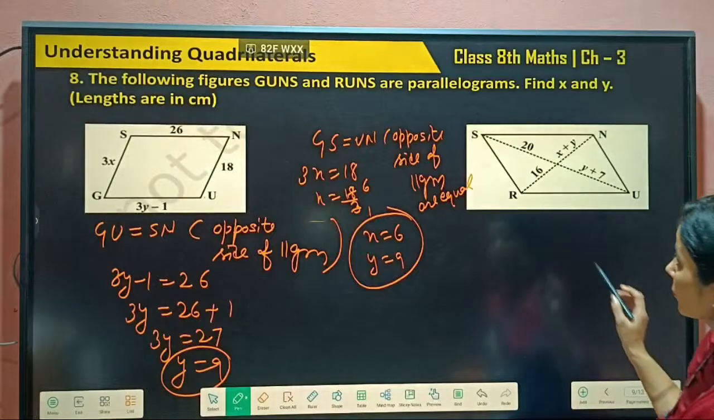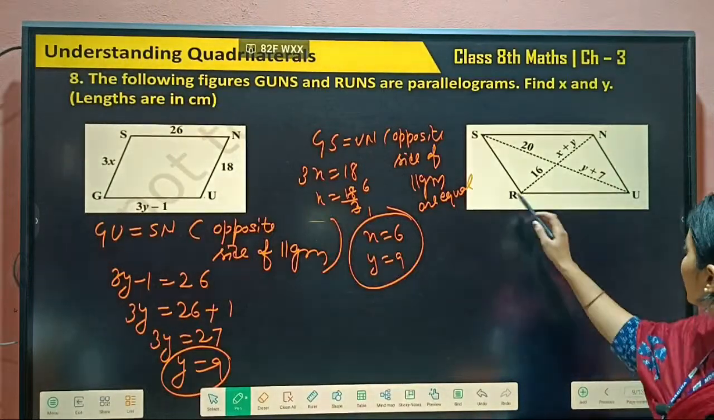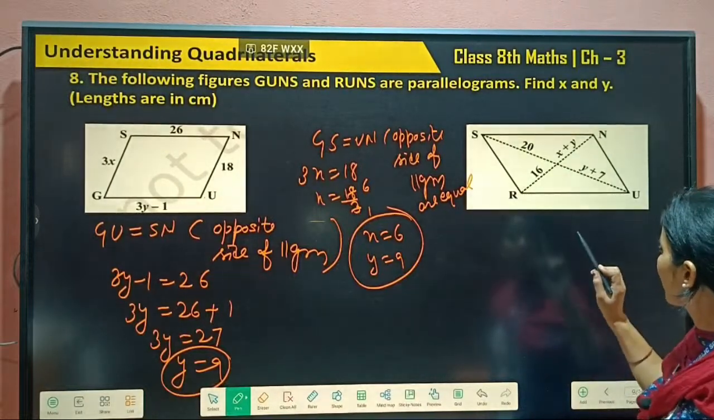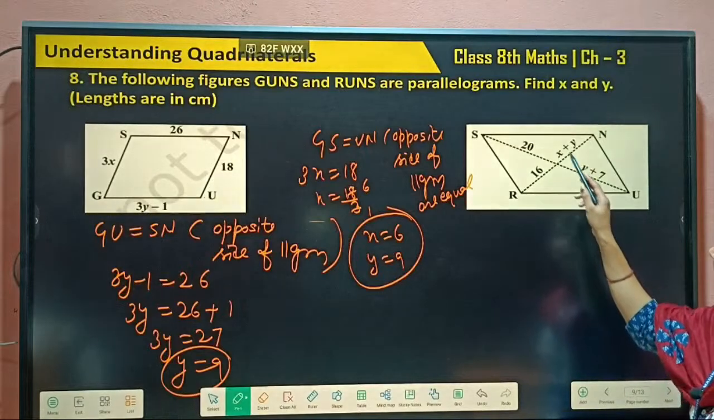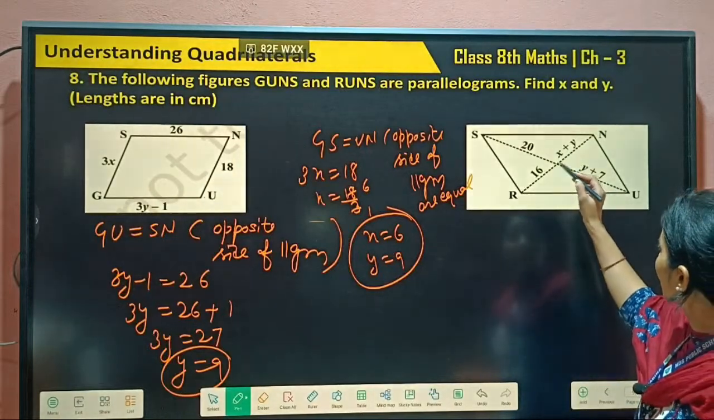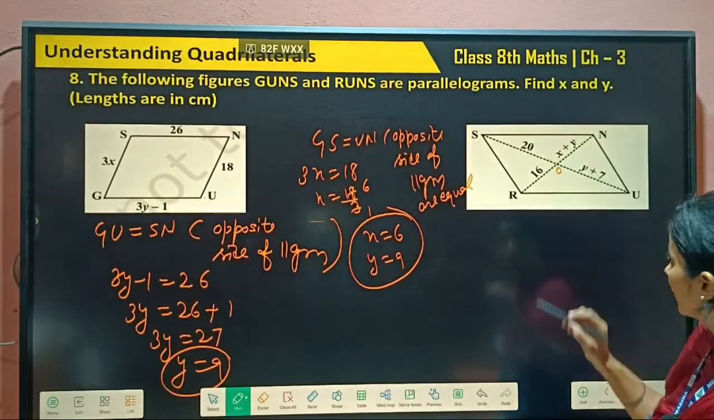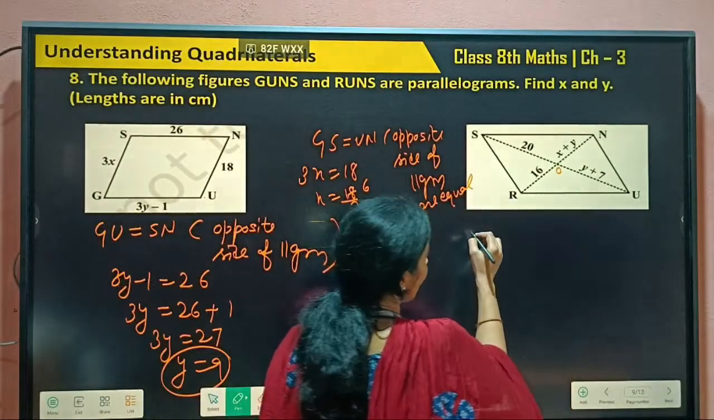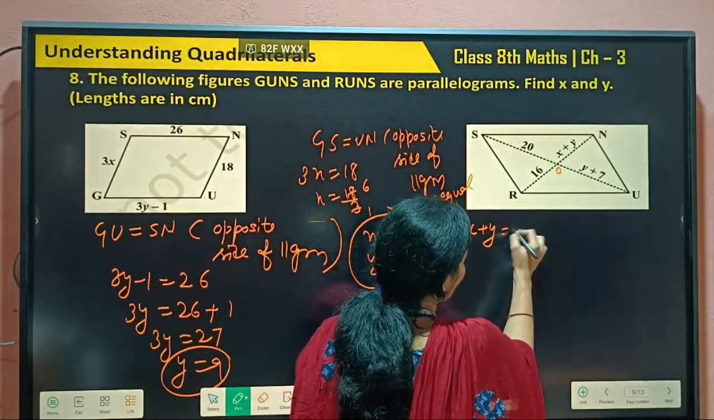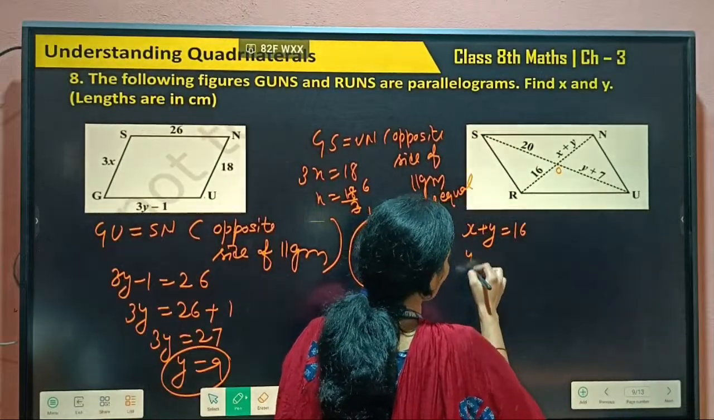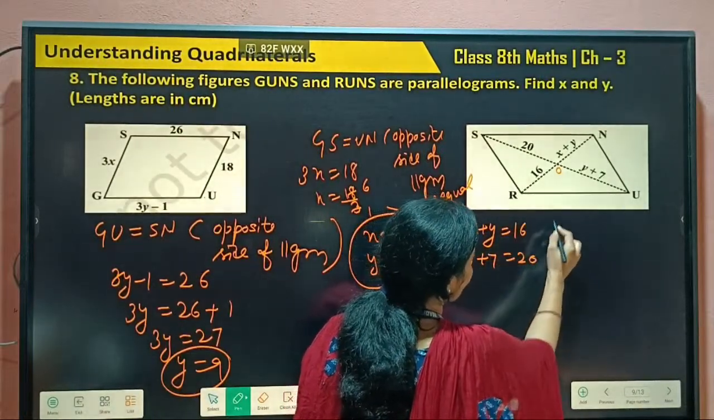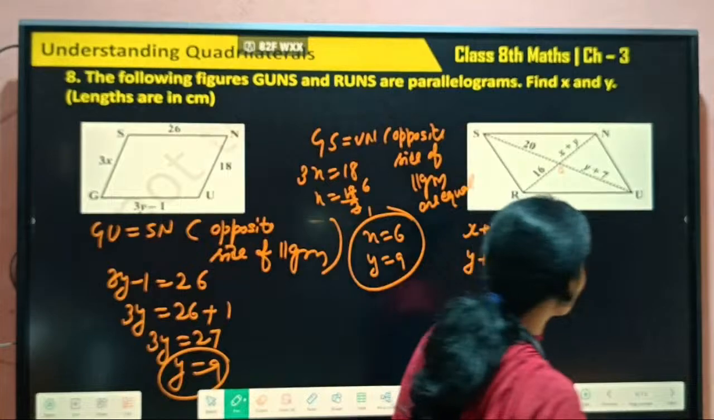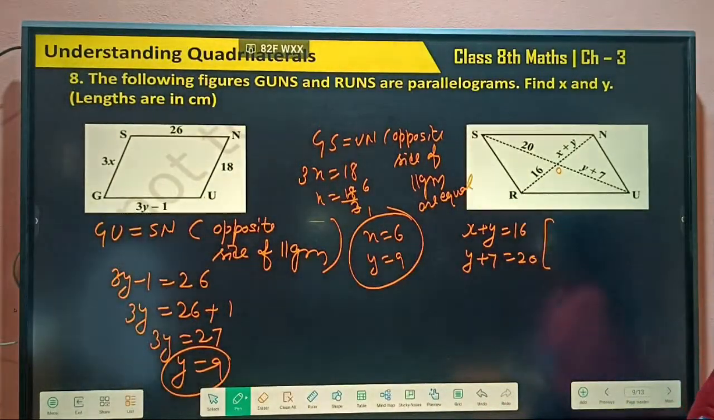We are going to use a similar property, the property of a parallelogram. This RUNS is a parallelogram. Making use of the property of a parallelogram, we need to find y and x. Let us name the intersection point of the diagonals O. I can write x plus y equals 16 and y plus 7 equals 20. The reason is diagonals of a parallelogram bisect each other.